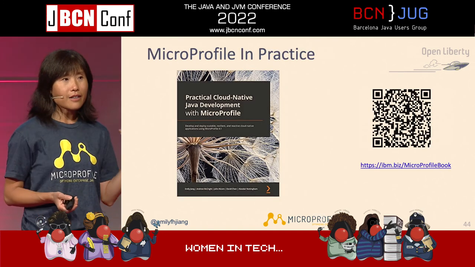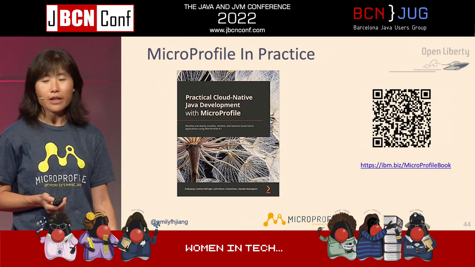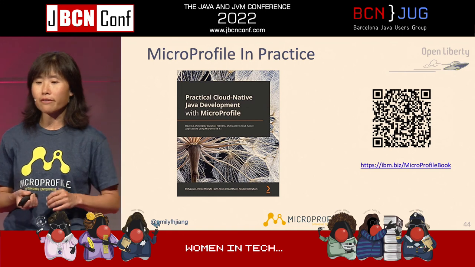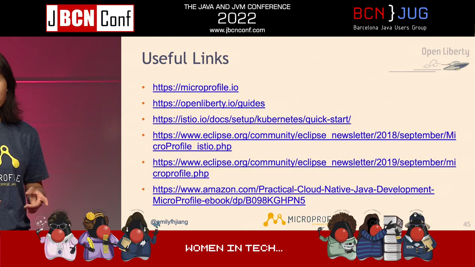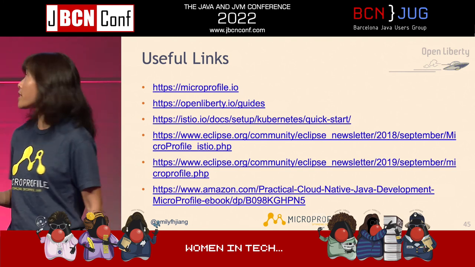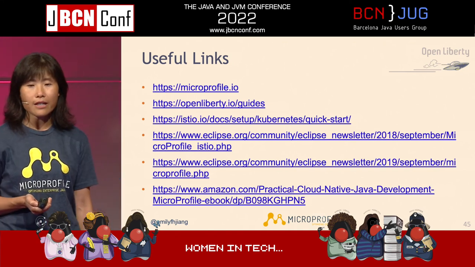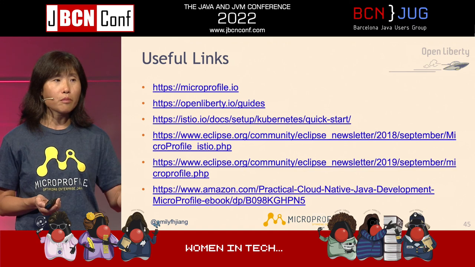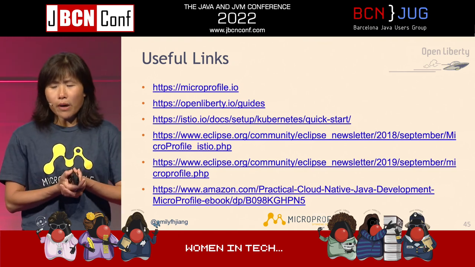To finish, this is the book I mentioned earlier. It's on Amazon. If you are interested in using the open standard, check it out. It has a lot of code snippets for you to refer to. There are also a few useful links: MicroProfile.io has a lot of tutorials, about half an hour each, and openliberty.io/guides has Kubernetes and Podman and all the MicroProfile and Jakarta EE tutorials. Check it out. I have one more minute left.